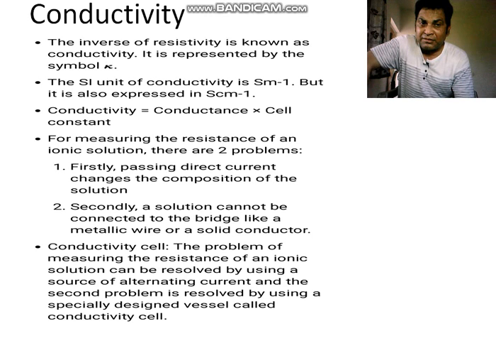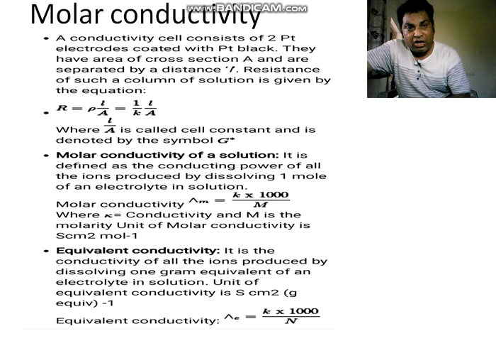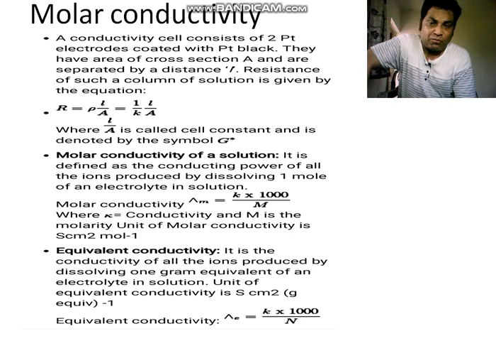So this is our prior idea about the conductivity cell. Now we are talking about the next thing, and that is known as molar conductivity. See, conductivity in the ion due to the concentration: with increasing concentration what will happen to the conductivity, with decreasing concentration what will happen to the conductivity, then these all ideas are known as the molar conductivity.